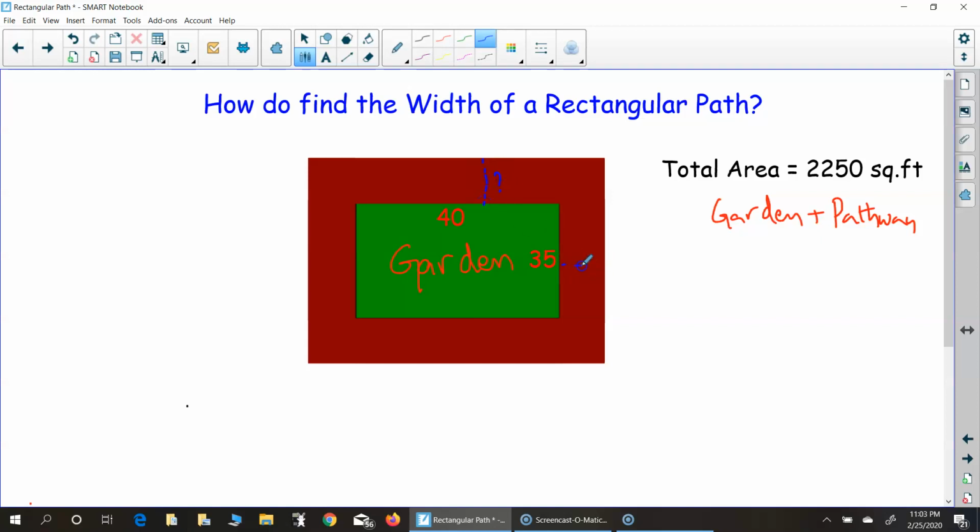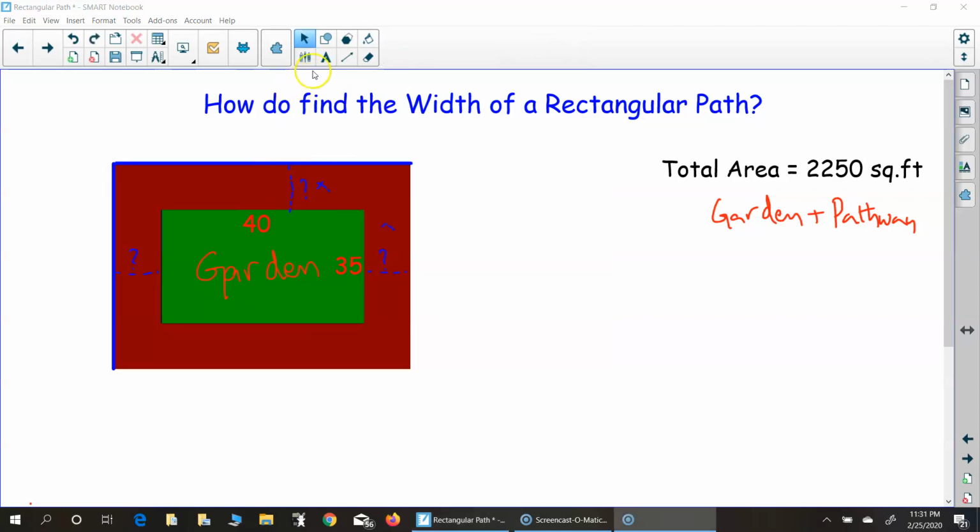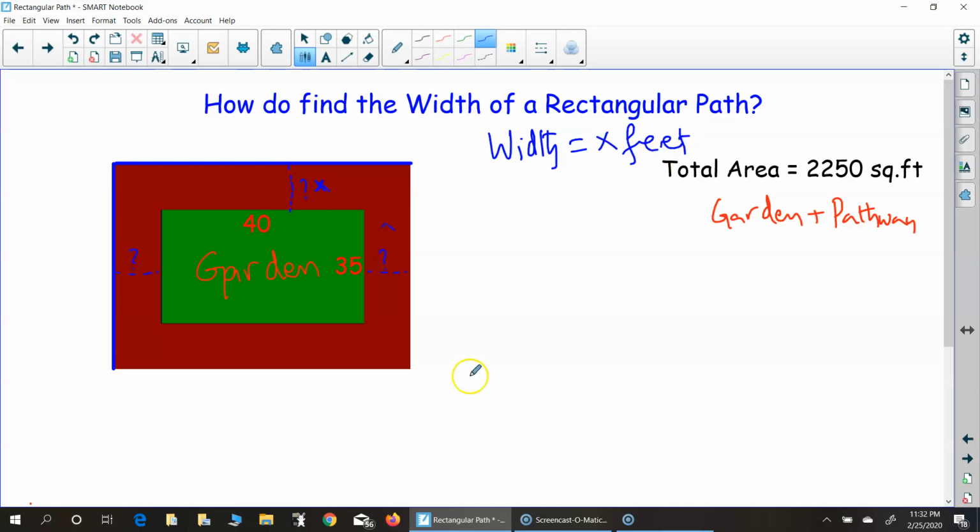Well, here it is a uniform rectangular path, so you are looking for the width of this path. So let us assume that the width of the path is x feet. This width, let us say, is x feet. Let the width be equal to x feet.